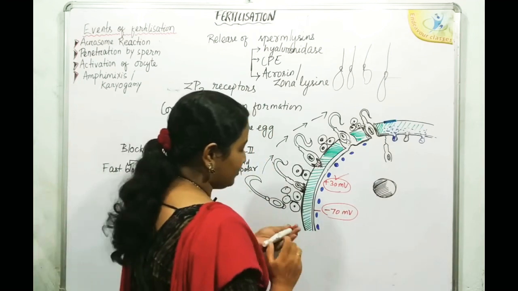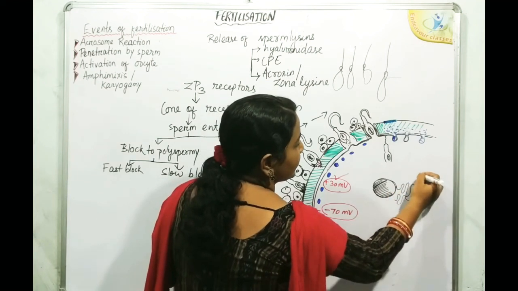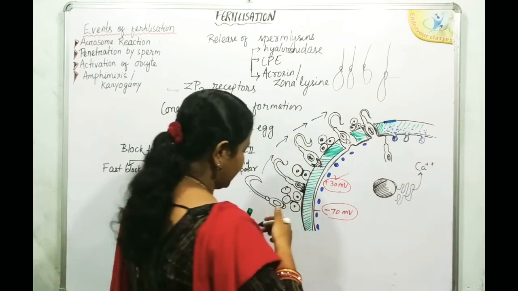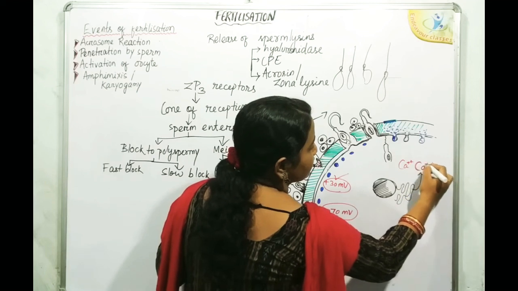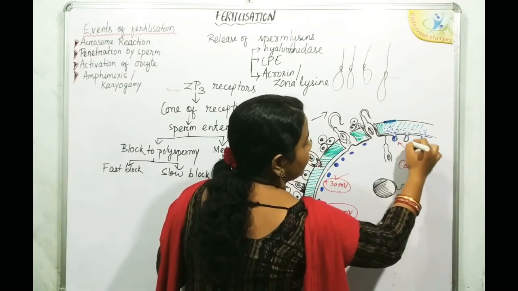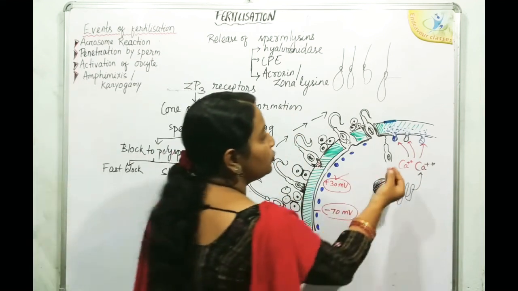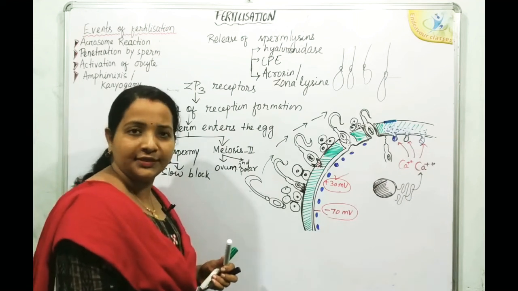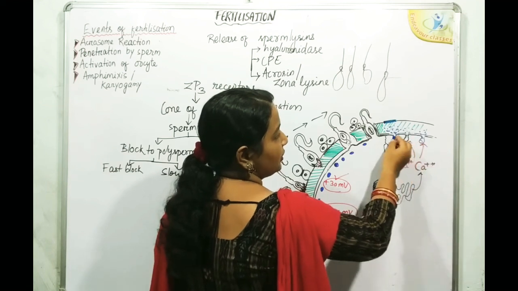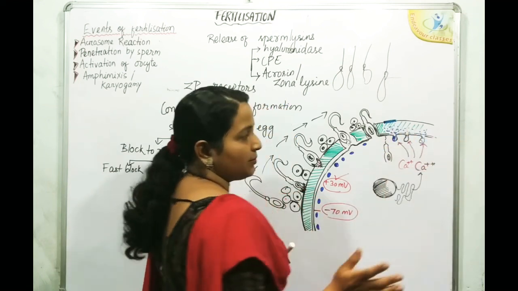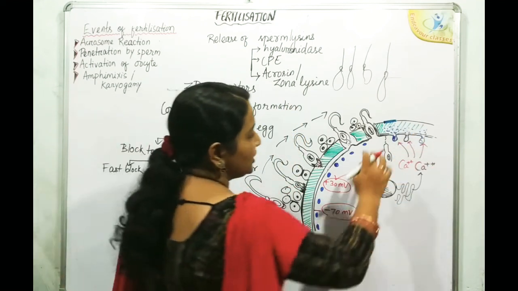So from the endoplasmic reticulum, calcium stores are released. Calcium ions are released in large amounts, and they stimulate the cortical granules to fuse with the plasma membrane of the oocyte. So here you can see the cortical granules have fused with the plasma membrane, and they release their content into the perivitelline space.